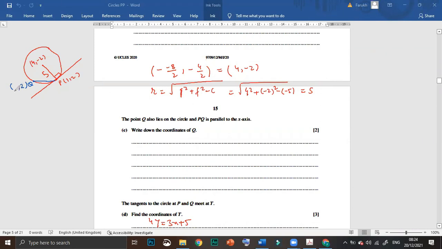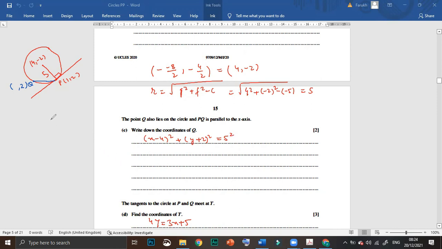Now we will find out the x coordinate of the point Q. The point Q lies on the circle. The equation of the circle is (x minus 4) whole square plus (y plus 2) whole square is equal to 5 square.